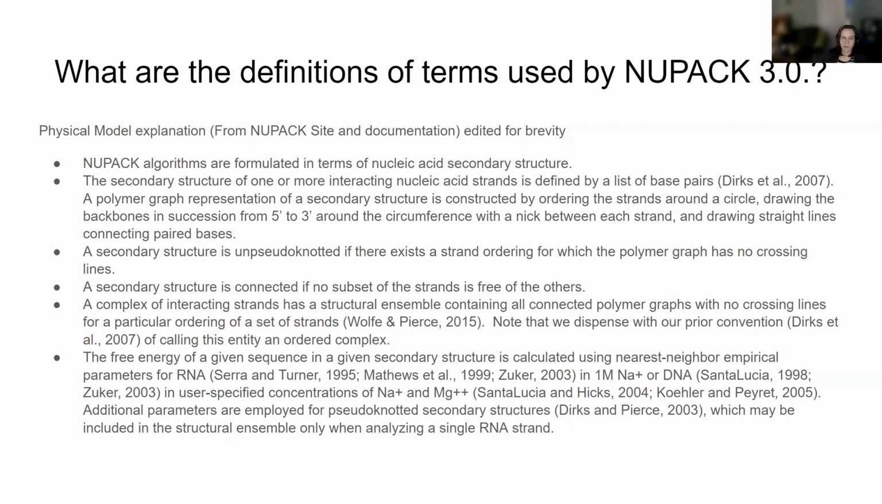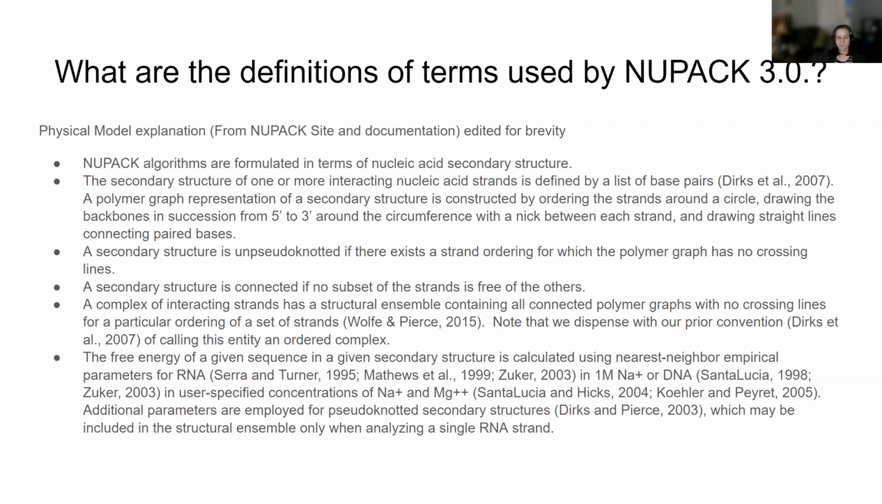Then you get down to complexes of interacting strands, and this is directly from their documentation. This is where you start getting complexes, where you have multiple sets of strands. Oligos are an explicit example of that. In NUPACK 3, they call that an ordered complex. In NUPACK 4, they don't call it an ordered complex anymore, but I left that in here.